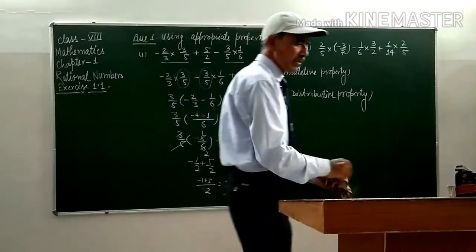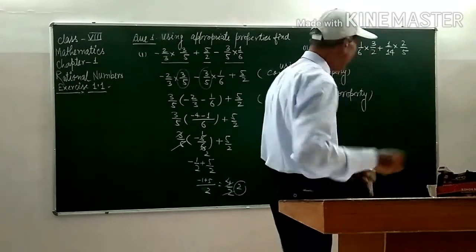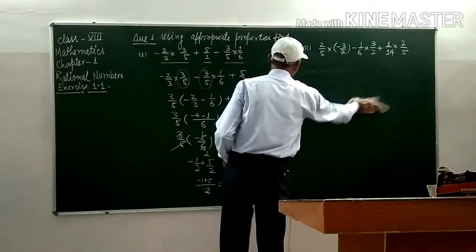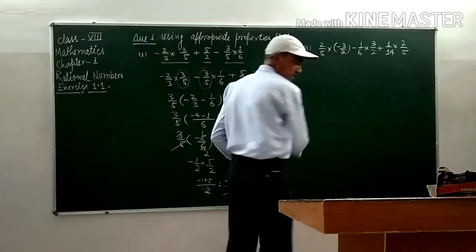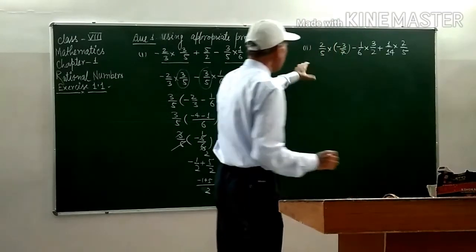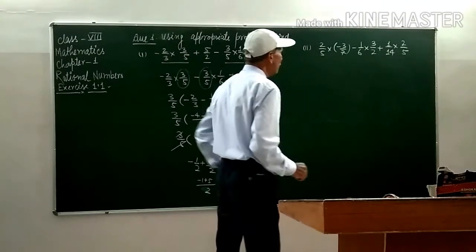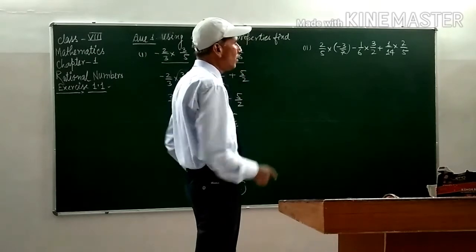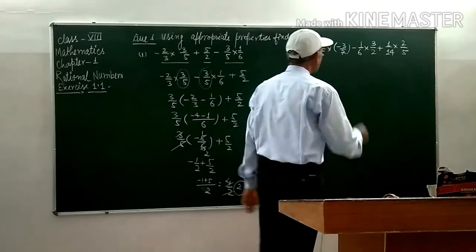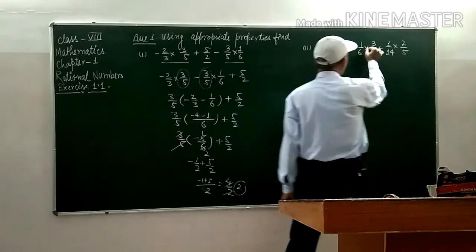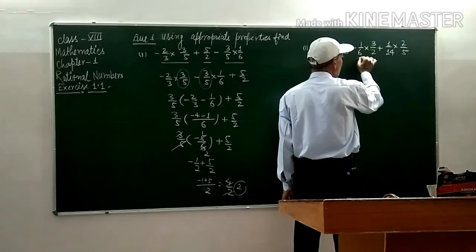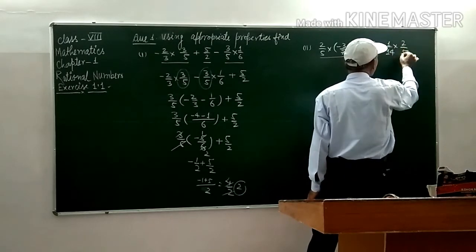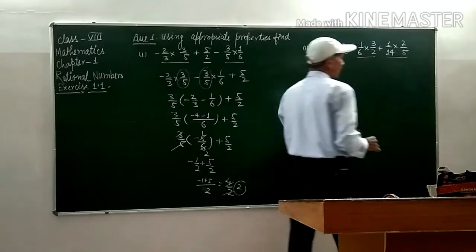Now we will solve the second part of this question. The question is 2 by 5 into minus 3 by 7, minus 1 by 6 into 3 by 2. This one is a single number, and there is a sign of multiplication between these two numbers, so this one is also a single number, and this one is 1 by 14 into 2 by 5, again a single number.